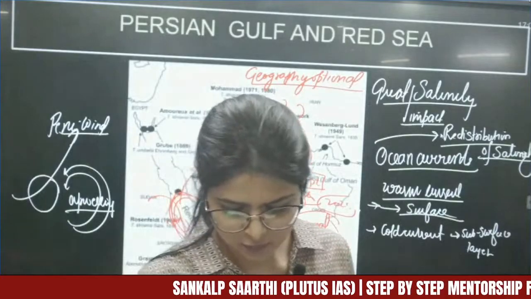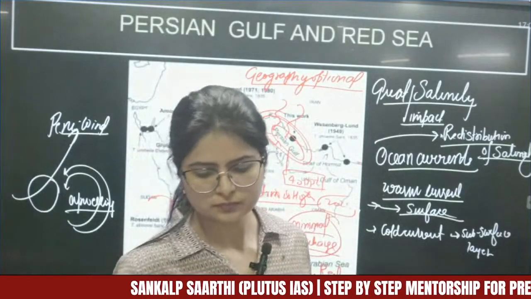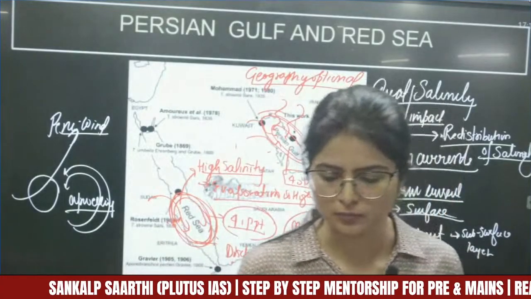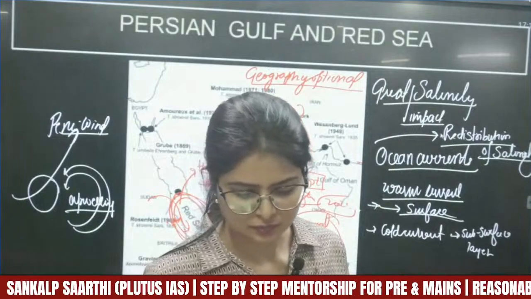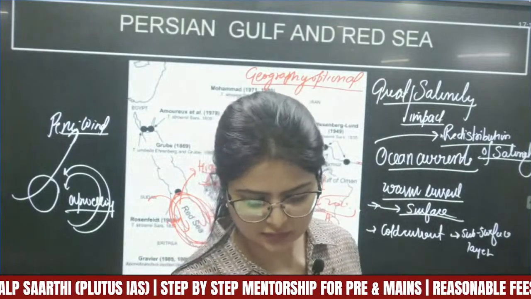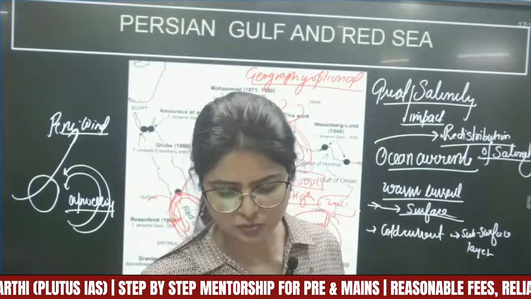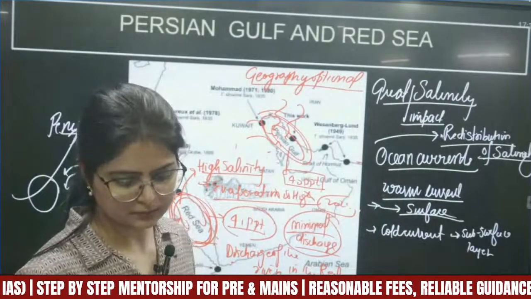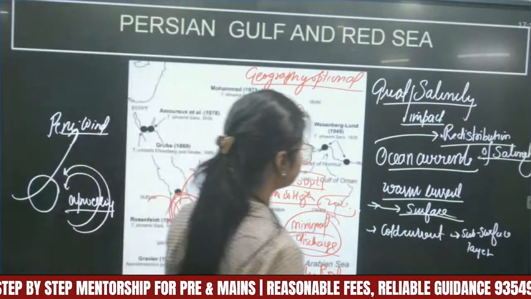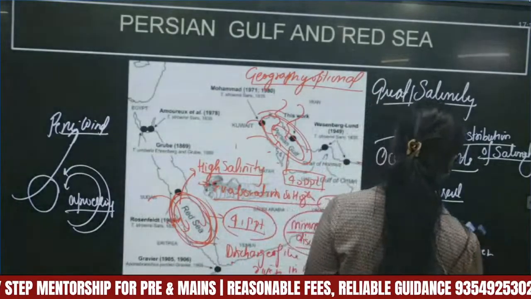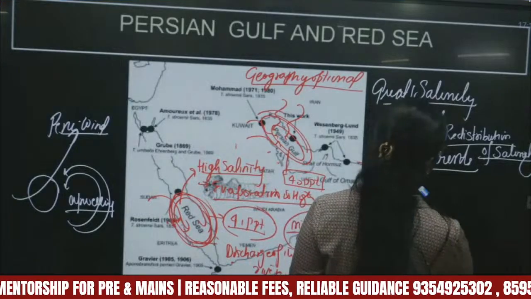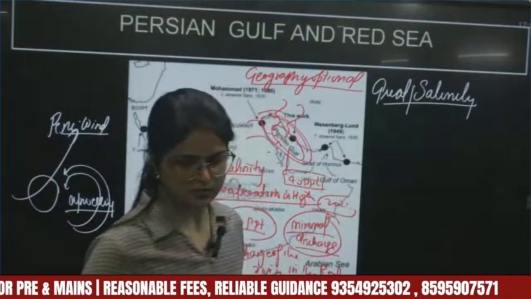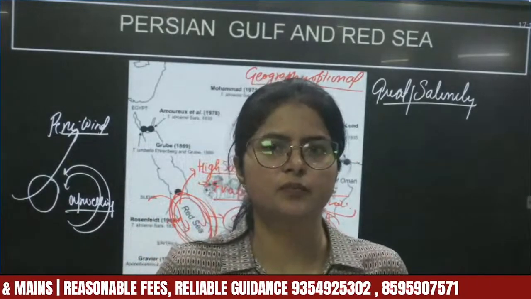Okay. Write down. The Gulf Stream carries warm, saltier water from tropical areas towards the North Atlantic, affecting the salinity patterns along its path.